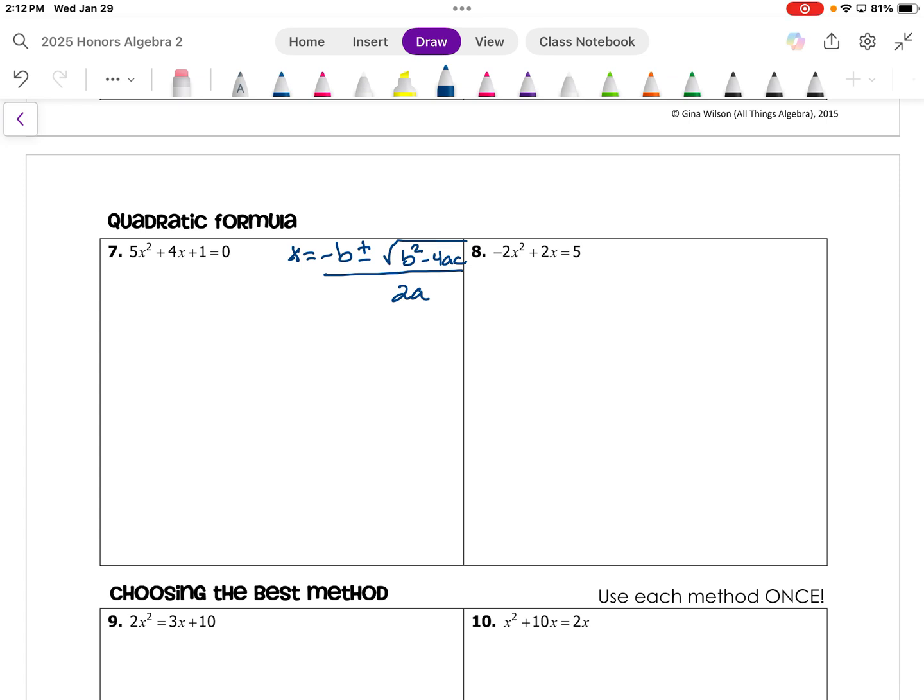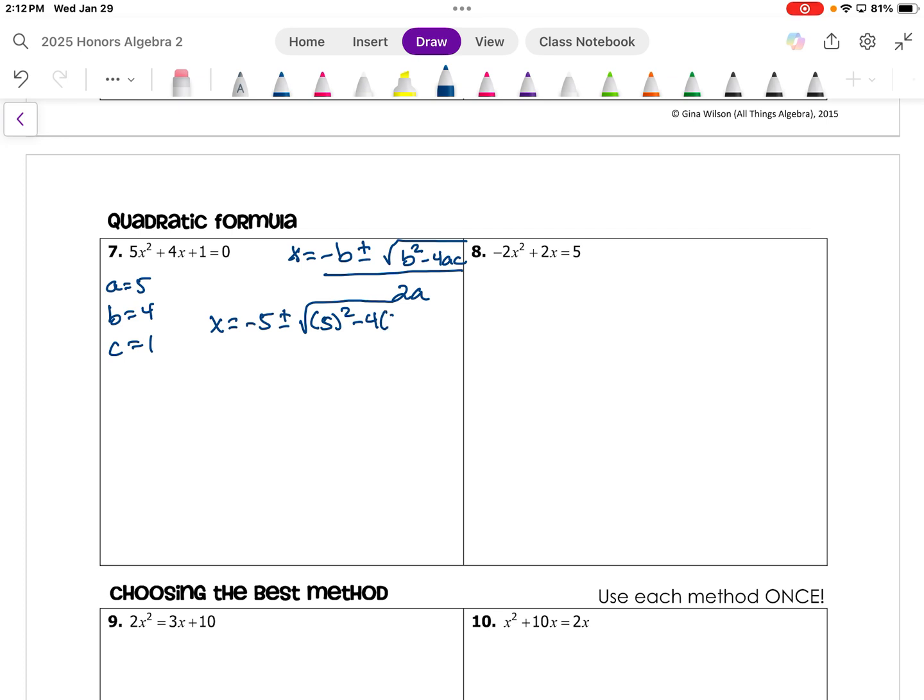So everybody's got to be on the same side in order to identify what A, B, and C are. So my A is 5. My B is 4. My C is 1. Now we plug it in. X equals negative 5 plus or minus square root 5 squared minus 4. It's a minus in the middle there.